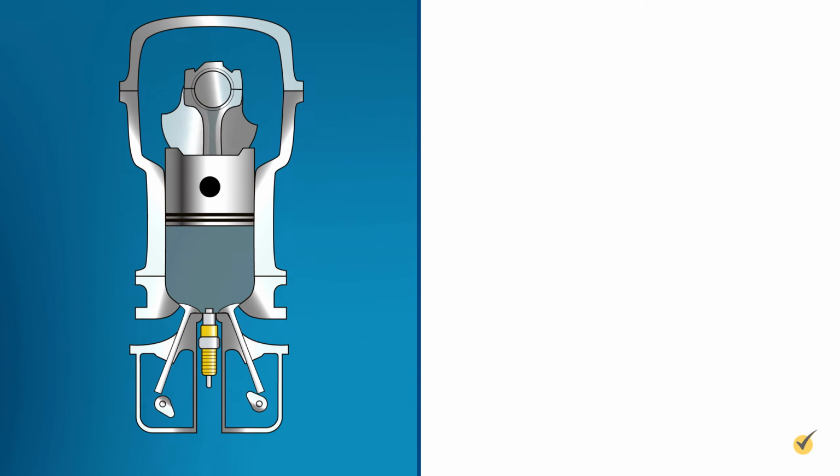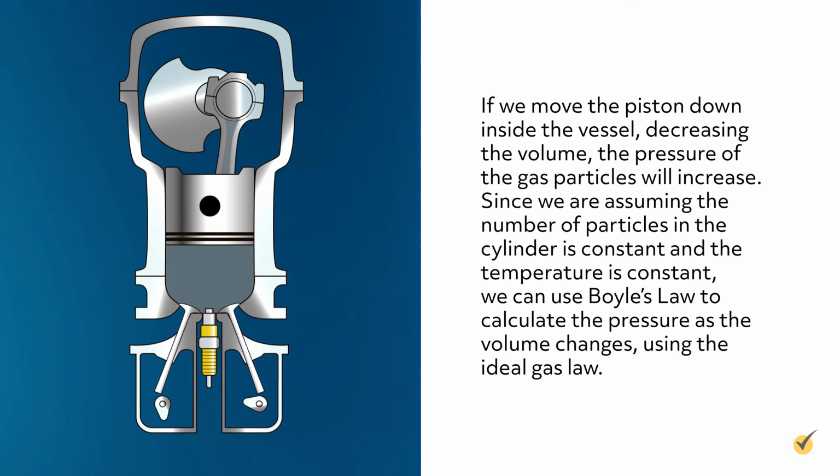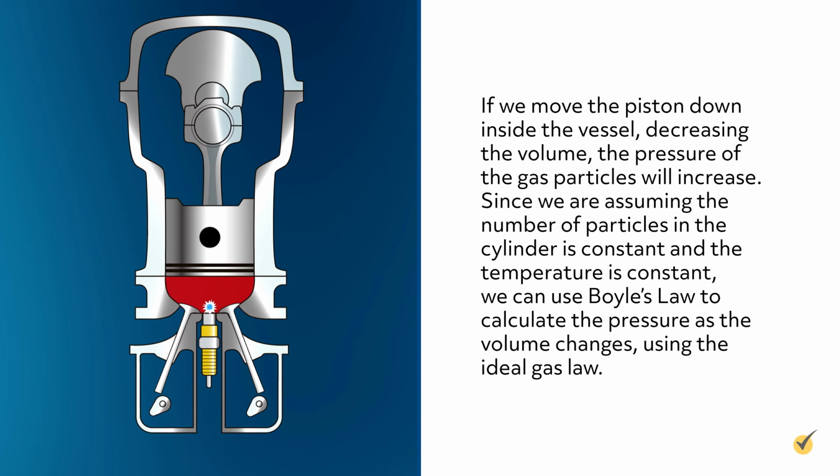For our first example, let's look at a piston. If we move the piston down inside the vessel, decreasing the volume, the pressure of the gas particles will increase. Since we are assuming the number of particles in the cylinder is constant and the temperature is constant, we can use Boyle's law to calculate the pressure as the volume changes using the ideal gas law.